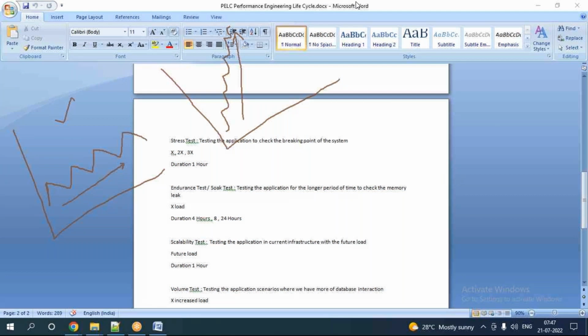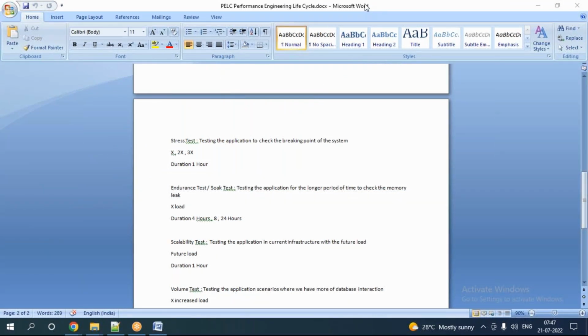So during the endurance test or soak test, people are monitoring this memory graph to check whether there is any memory leak, checking the application for a longer period of time to check the memory leak.